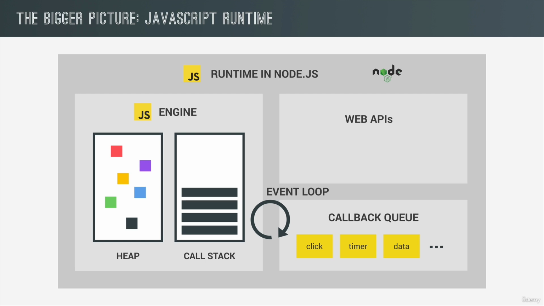It's pretty similar, but since we don't have a browser, of course we can't have the web APIs, because it's the browser who provides these. Instead, we have multiple C++ bindings and a so-called thread pool. Now, details don't matter here at all. I just want you to know that different JavaScript runtimes do exist. All right, cool. That's all I had to tell you about JavaScript engines and runtimes. In the next lecture, we will learn how JavaScript is executed in the call stack.